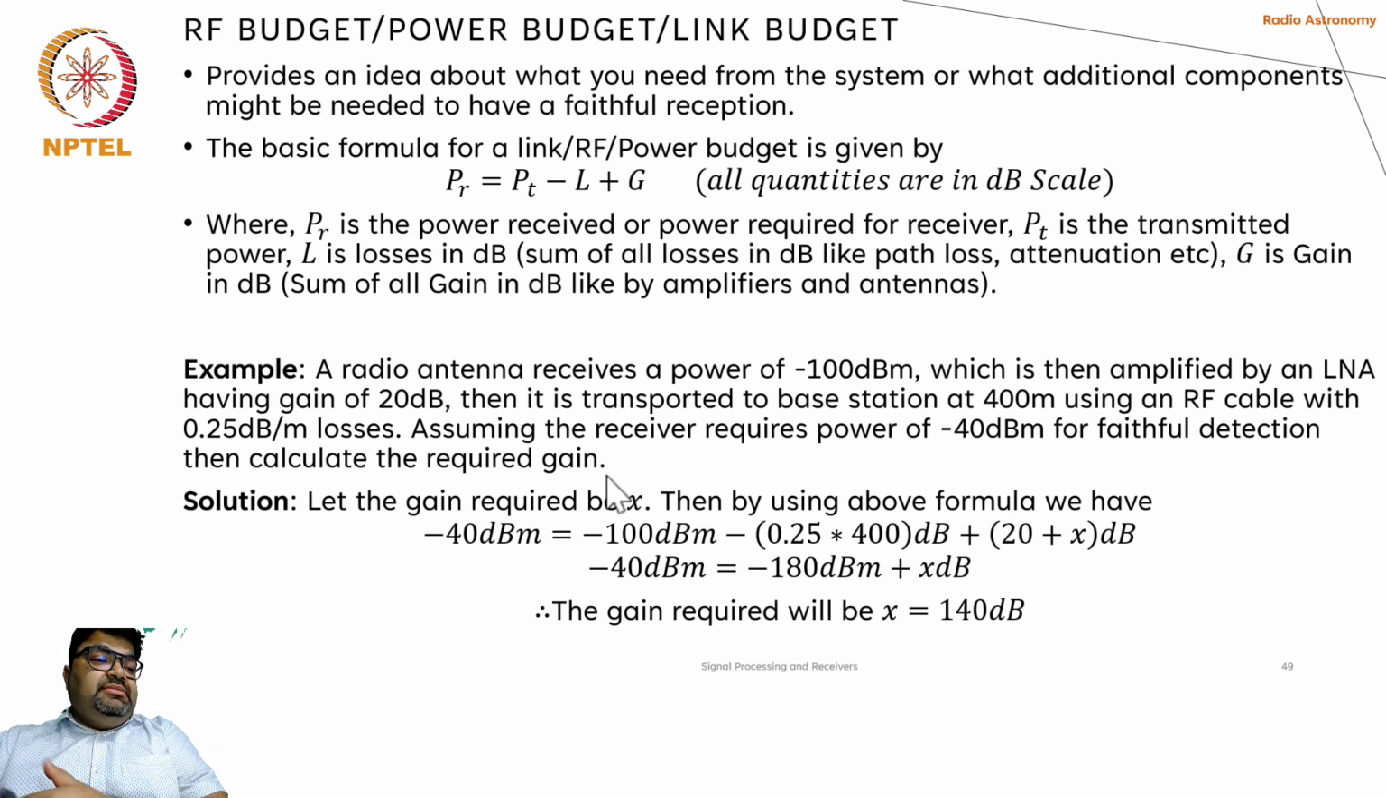That is minus 40 dBm, and the antenna receives the power at minus 100 dBm. So the best possibility would be a maximum of 60 dB loss. So the gain required by the amplifier, x: by the above formula we have minus 40 dBm equal to minus 100 dBm minus 0.25 into 400 dB plus 20 plus x dB. If you do all this, x comes out to be 140 dB additional amplification required at the antenna stage before it is transported over the cable.